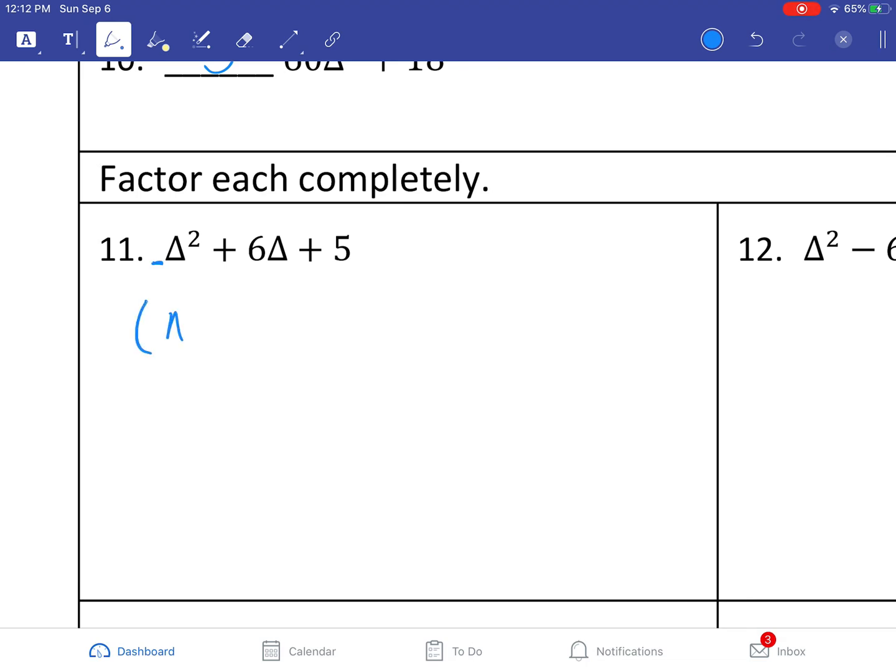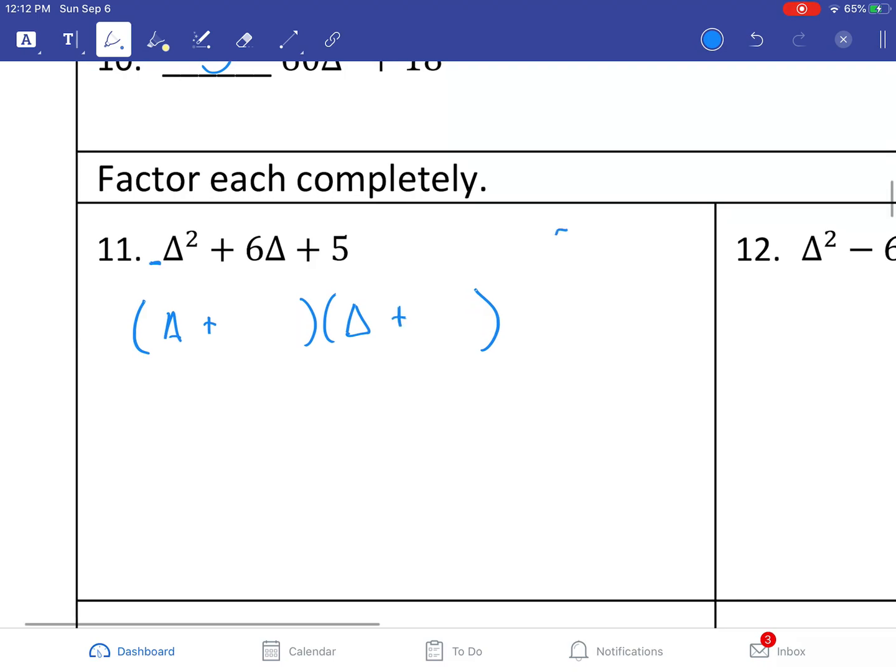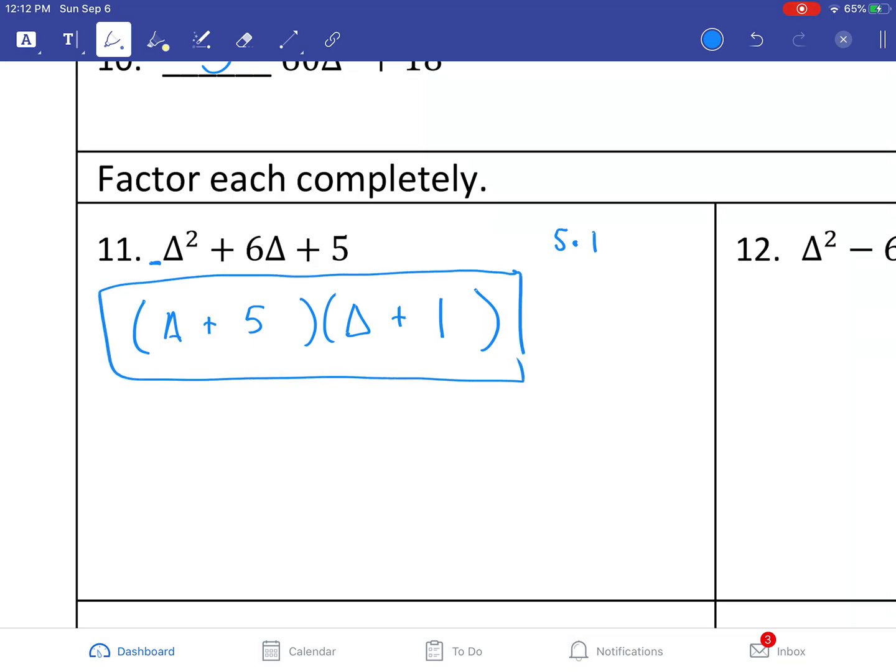So it works like this. We got a triangle. Drop the first sign as a plus. What times a positive gives you a positive? That would be a positive. The factors of 5 are 5 times 1, and that is it. So then the biggest number goes first, and that does equal 6. So 5 plus 1 is 6, and 5 times 1 is 5. So that works out. Okay.